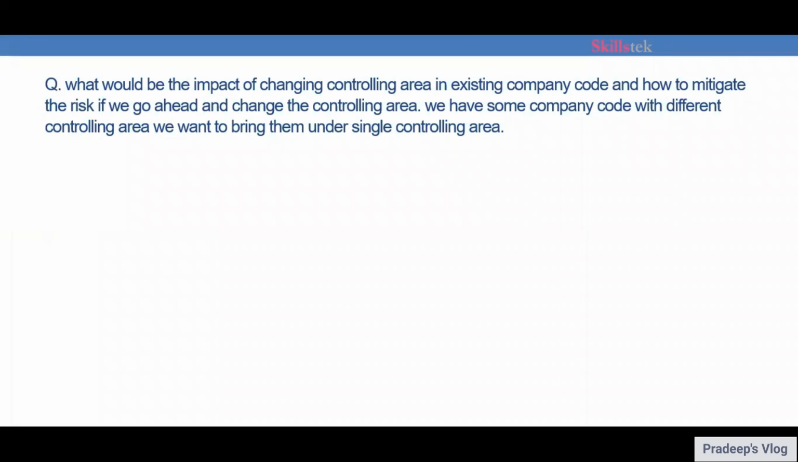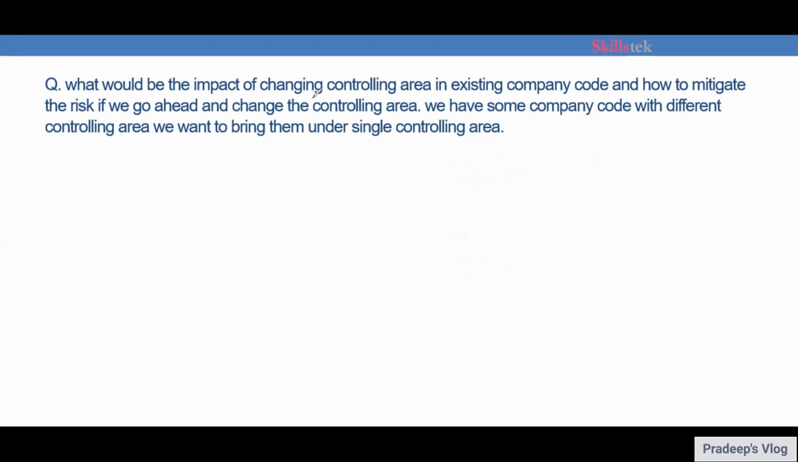As you know, from a hierarchy point of view, first we have the controlling area after your operating concern. So this is my controlling area, and under this controlling area we have assigned one or multiple company codes. Now the question is, if in our existing system we are going to change the company code, then what will happen?